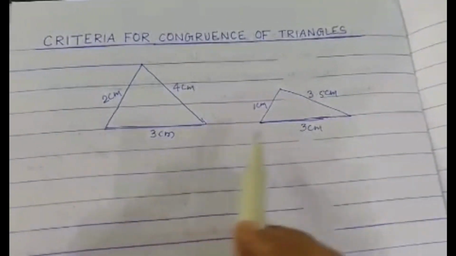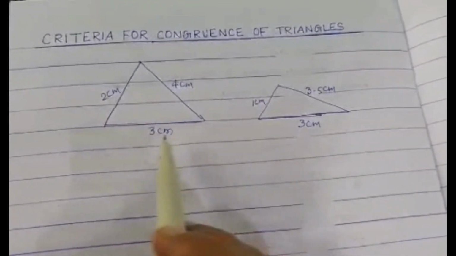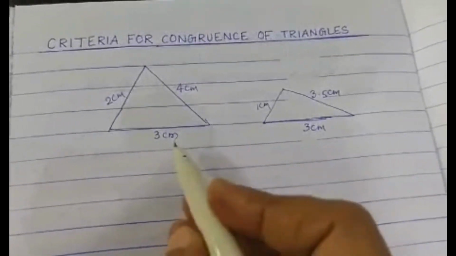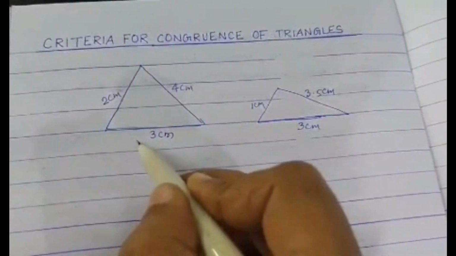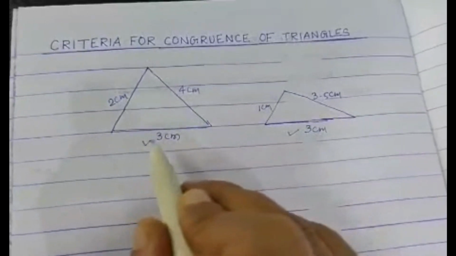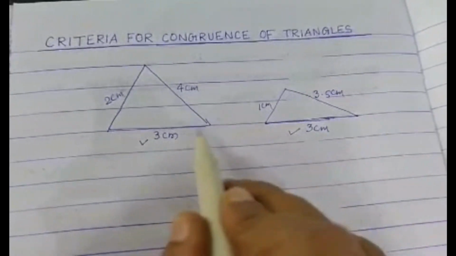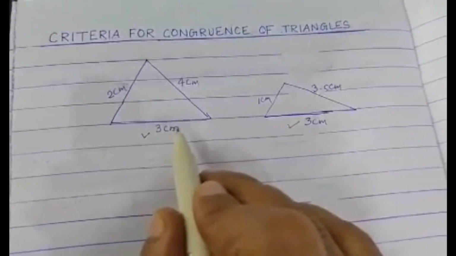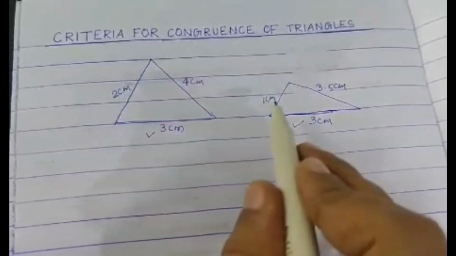So are these triangles congruent? No, these are not going to be congruent. So if one side is equal, then the triangles are not congruent. This is what we understand. If only one side is equal, then the triangles are not congruent.